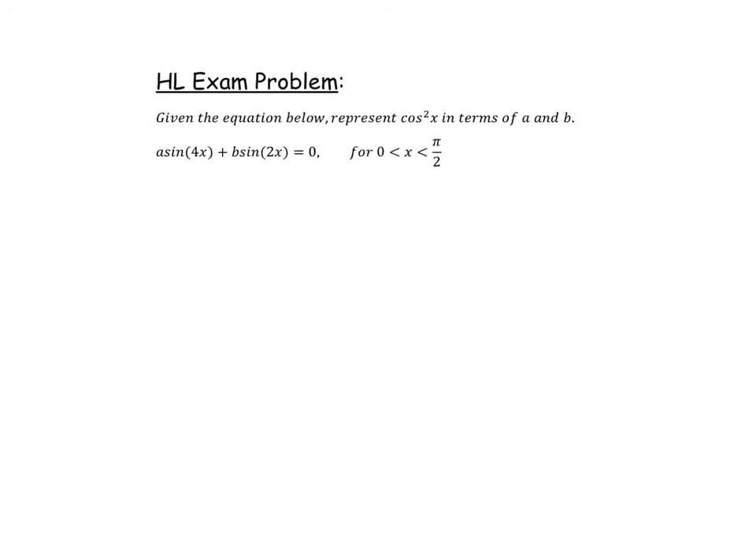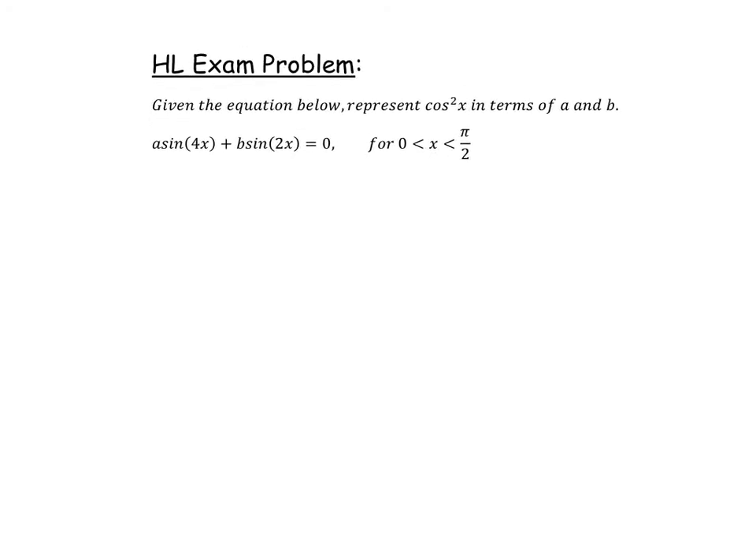Okay, so here's a previous HL exam problem. It says, given the equation below, represent cosine squared x in terms of A and B. So since I see a multiple angle situation here, specifically a double, I'm going to use the fact that I know cosine of 2 theta equals 2 cosine squared theta minus 1. All right, so I want an expression or an equation for cosine squared. So that's kind of where it's buried. I'm going to find my way to that in just a moment.